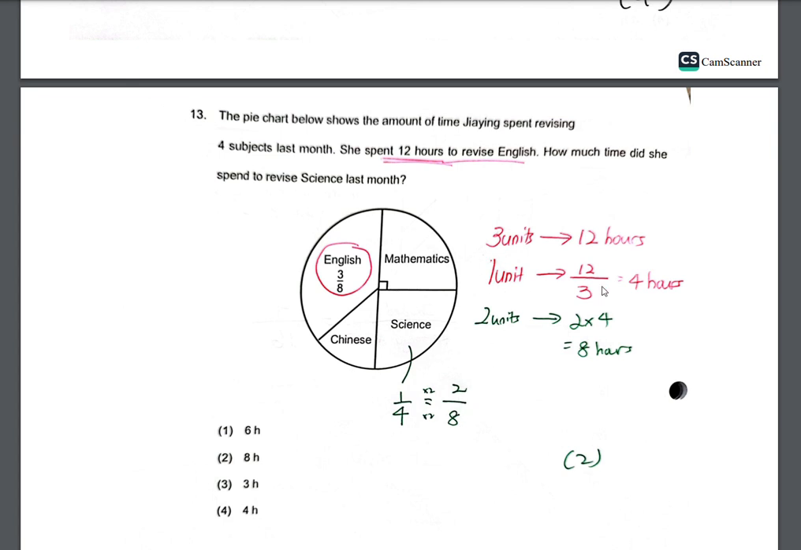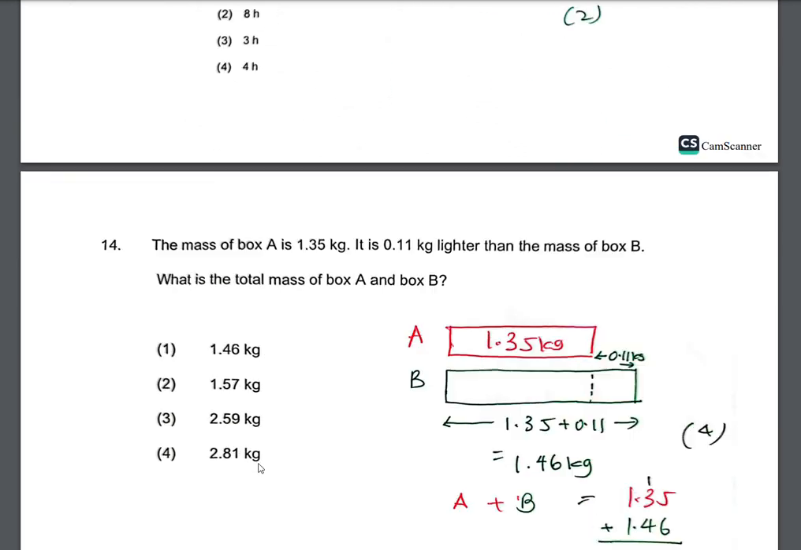I know that 1 unit is 4 hours, so 2/8 will be 2 units. 2 times 4 will be 8 hours. Right? So 8 hours was spent on revising science. The answer is number 2.